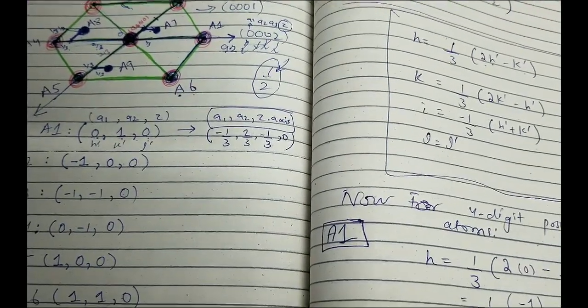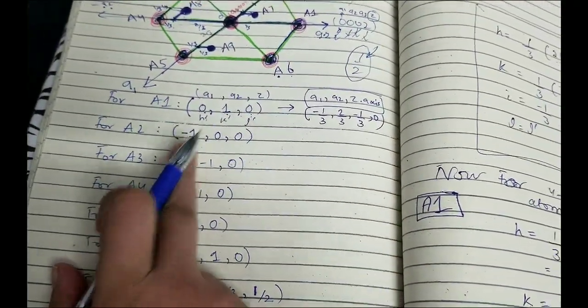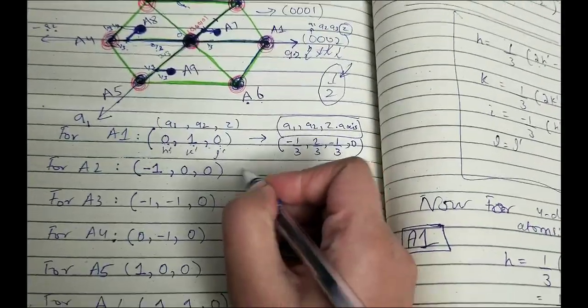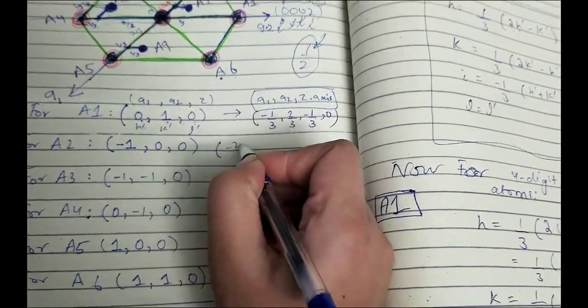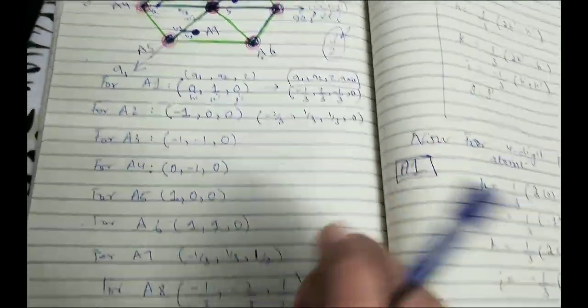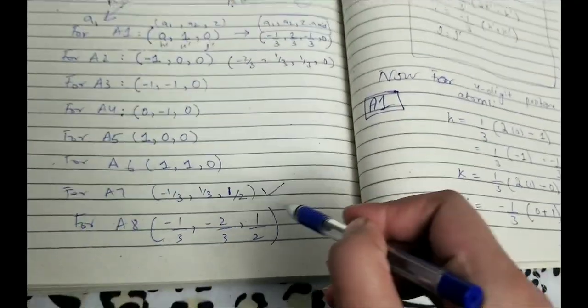Okay, these are its 4-digit coordinates. Now you will do the similar thing for a2. Simply putting in the values, you will get the answer. And for a2 you will get minus 2 by 3, 1 by 3, 1 by 3, 0. I will do it for this atom again.